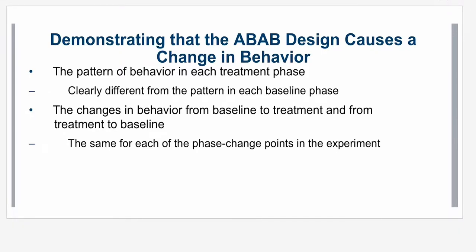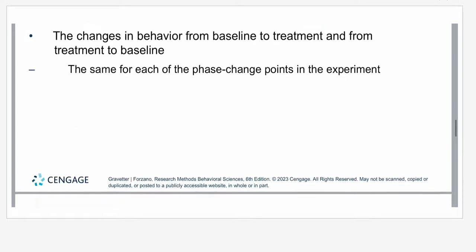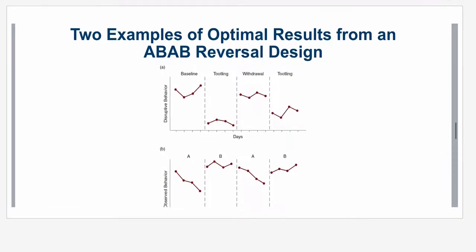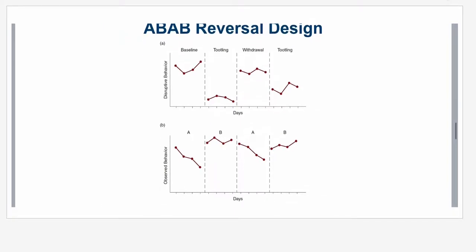Essentially, what you're trying to do when you're demonstrating this cause and effect behavior is show that the researcher can sort of turn off, I'm using air quotes, you can't see it, turn off and turn on the behavior by starting or stopping this treatment or this manipulation of this variable, right? And so here are 2 examples of optimal results for this ABAB reversal design.